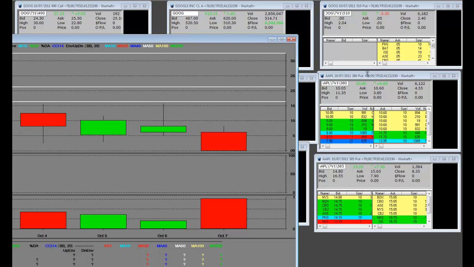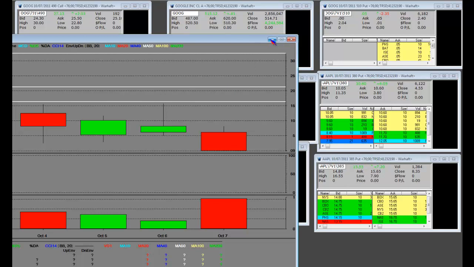And that was that 380 put that we did. The 385 put 10/7 right here hit 7.90 on the lows, as the Apple reversal in the individual equity was occurring. So when Apple was going down in value, look at the big breakout on this side of the market. And this is understanding the put side.